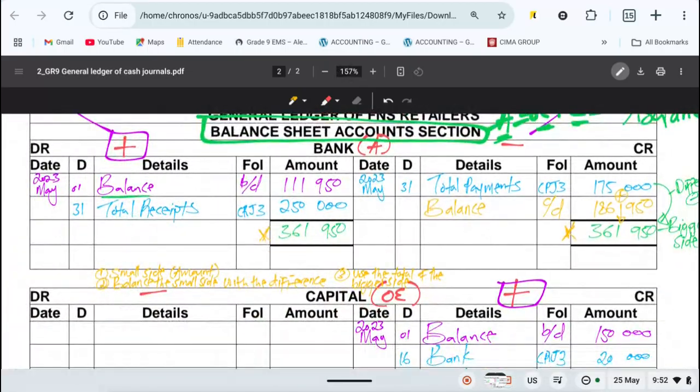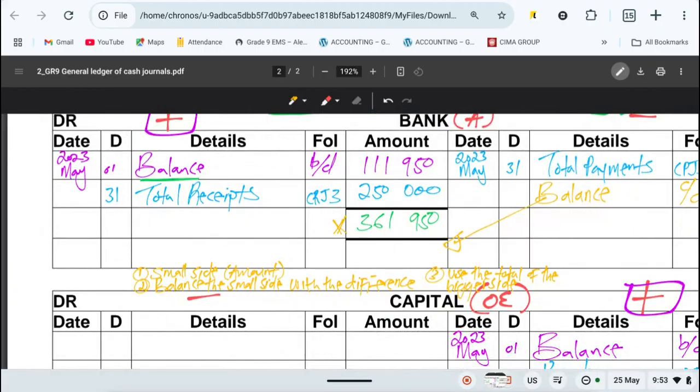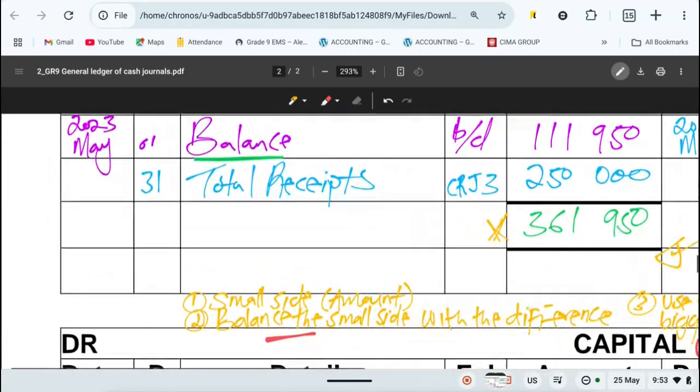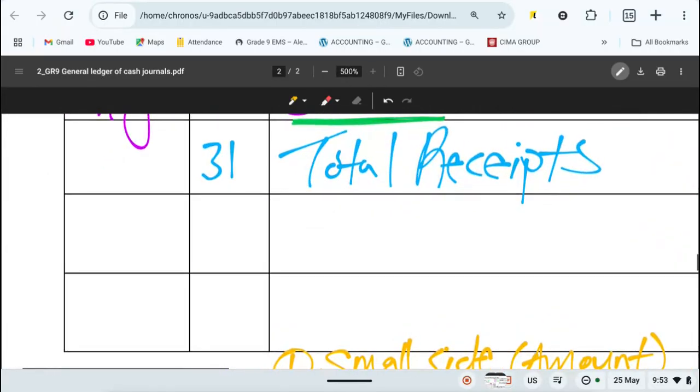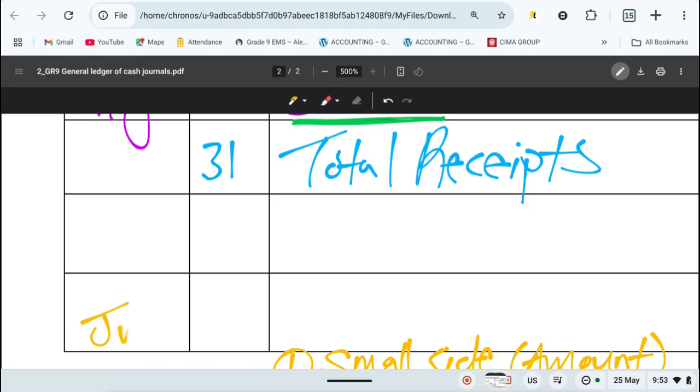And then what do I have to do? I'm going to start the process all over again for the next month. Okay, so I'm going to start with the opening, I'm going to post, I'm going to close, but we need to show it in the books. So next month is what? Let me use the same color. It's going to be June.